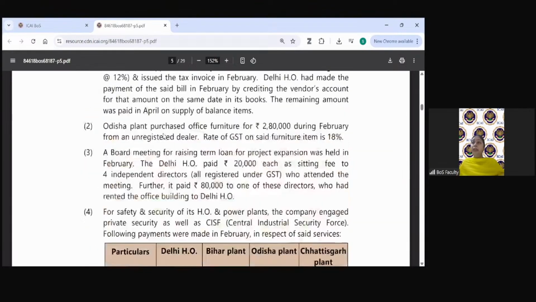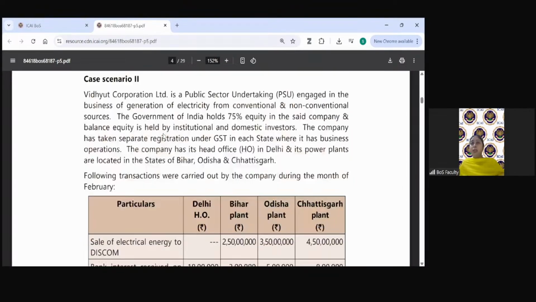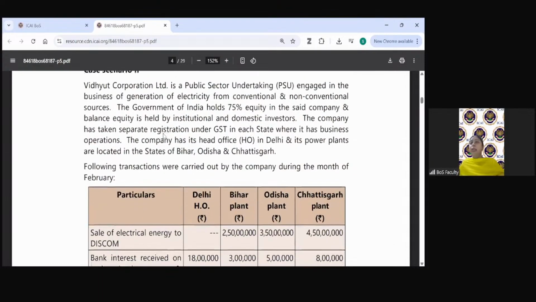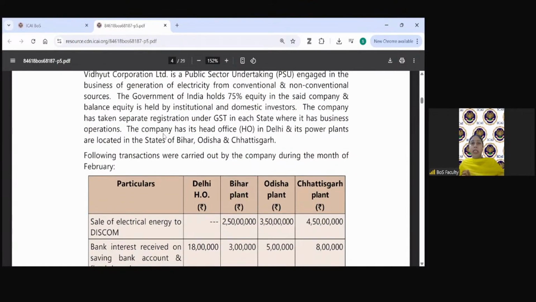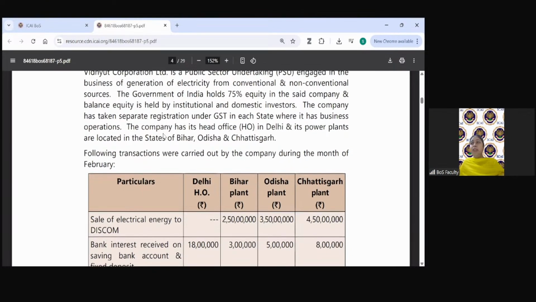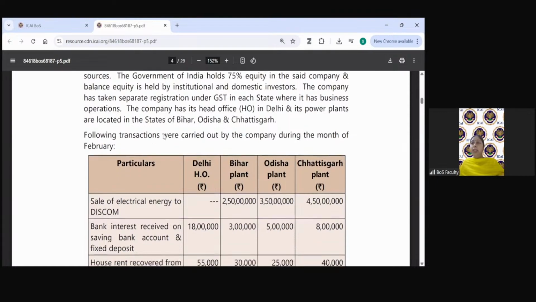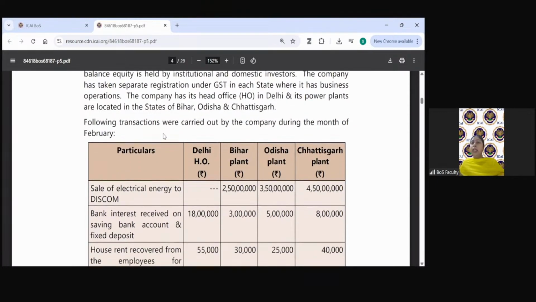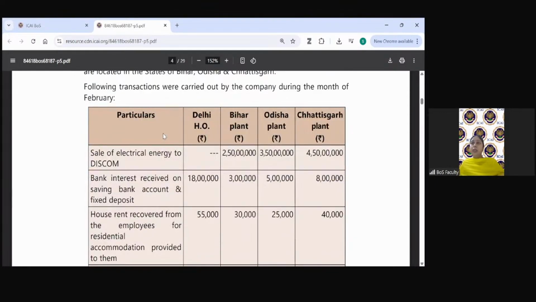In fact, we have received the feedback from the students that they find this scenario a bit difficult to attempt. That is why we are taking these scenarios in this class so that at least you are clear with the concepts. Now, this is the basic information in the first para that Vidyut Enterprises is a PSU and it has power plants and HO located in the respective locations.